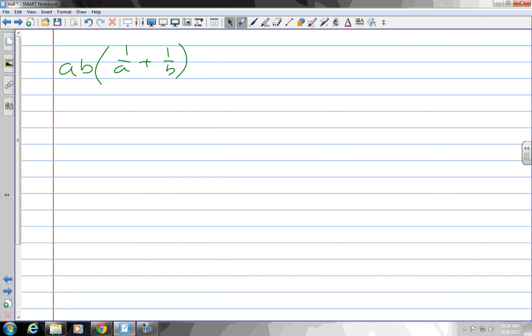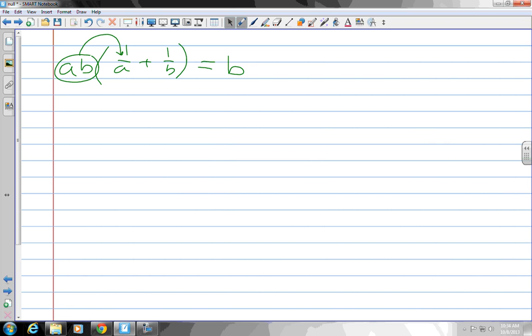It's not even a fraction, it's just an expression like that. So if you distribute AB throughout this parenthesis, so AB times 1 over A, what will cancel? A. And what are you left with? B. So this first product just gives me B.